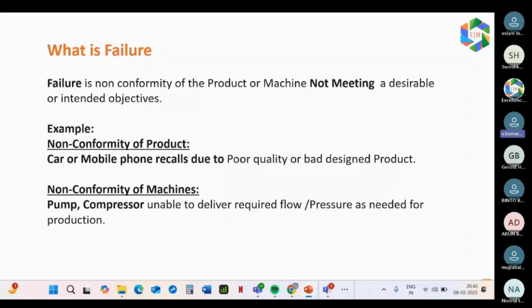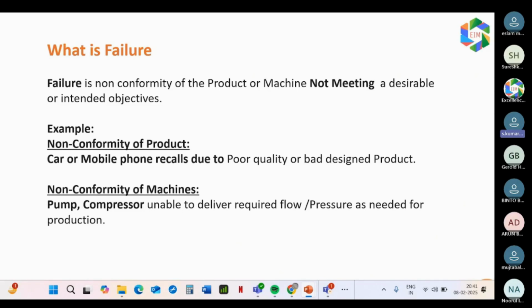What basically is failure? When you look into the failure, what is failure? It's basically a non-conformity of the product or machine. And when you look at the broader aspect in the different industries, conformity plays a very vital role. It impacts business, product, and financial targets.